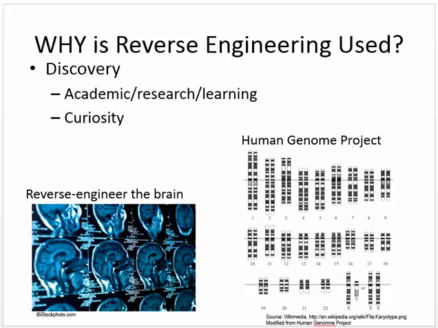Another reason it's used, the second reason we're going into, is discovery. The Human Genome Project is reverse engineering humans as they start to learn about humans. They're reverse engineering our brains. They start to dissect our brains. They do this for academic research, learning, and curiosity. That's the main reason we use reverse engineering for discovery.